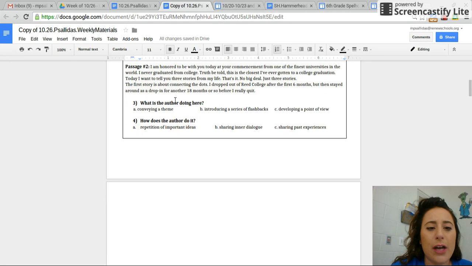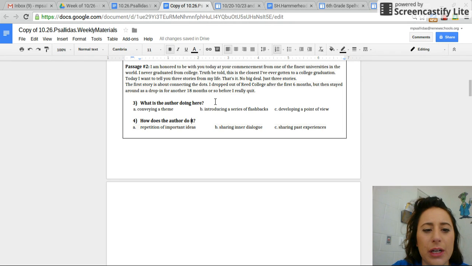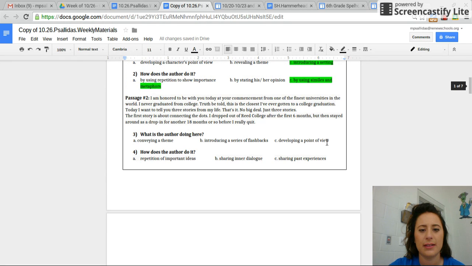So what is the author doing here? Is the author A, conveying a theme, B, introducing a series of flashbacks, C, developing a point of view? And number 4, how does the author do this? So look at your answer to number 3 and think, how do I know that the author made that certain point? A, repetition of important ideas, B, sharing inner dialogue, C, sharing past experiences. Unpause when you have these both done.